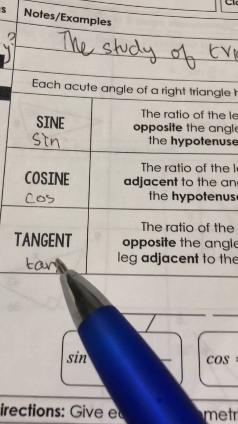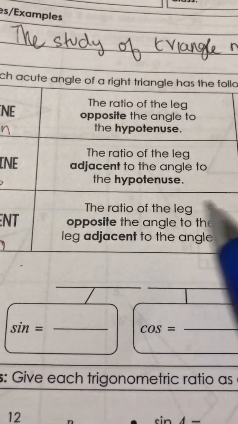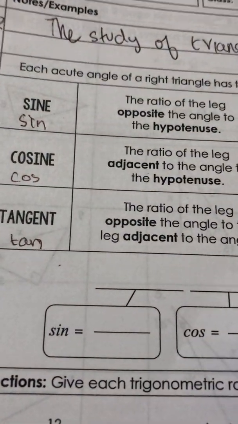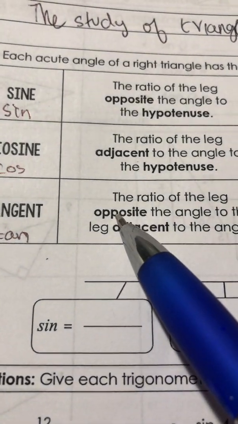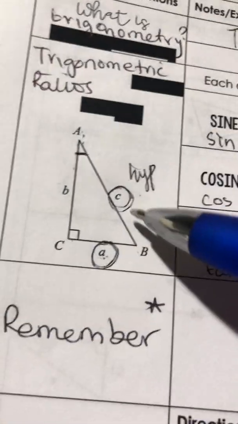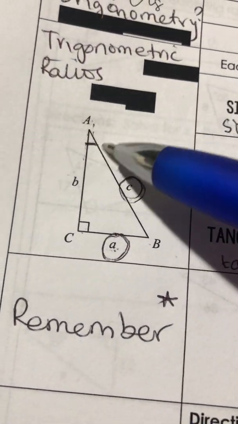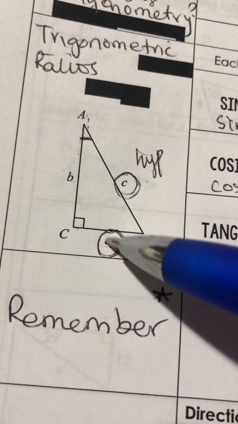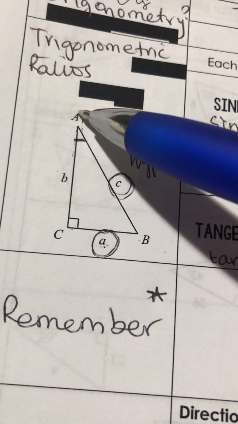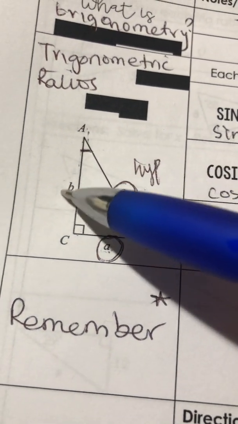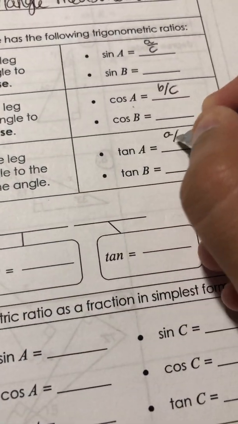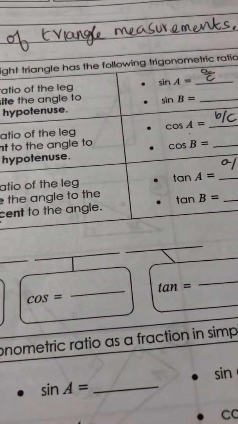Let's come to the tangent, the third trig function. It's the ratio of the leg opposite to the angle to the leg adjacent to the angle, so opposite over adjacent. So tan of angle A: what is the side opposite to this? A. And what is the side adjacent to this? B. So the tangent of A would be side A over B.